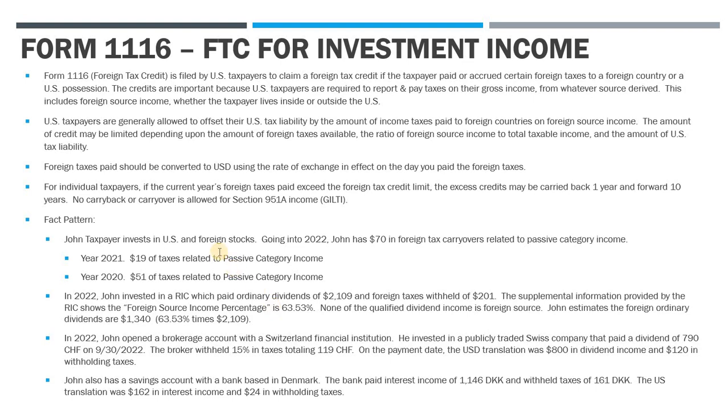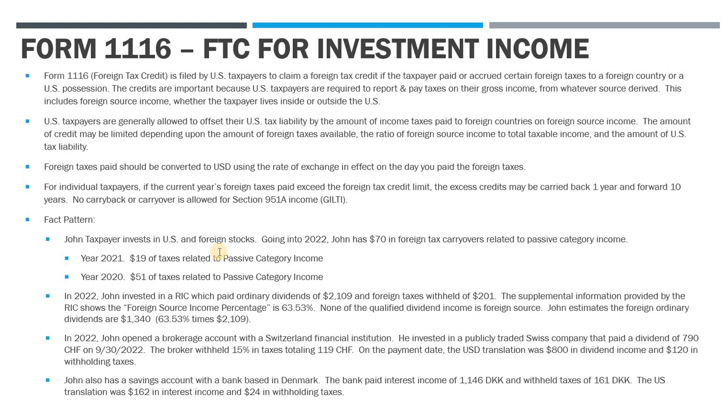So generally speaking, this 1116 is used to file and claim foreign tax credits against your U.S. tax liability when you had foreign source income. These credits are important because U.S. taxpayers have to report all their income, U.S. and foreign, and pay tax in the U.S. on all of it. So by being able to claim foreign tax credits, we help try to eliminate the double taxation that might happen when we're U.S. taxpayers. The U.S. taxpayer is generally allowed to offset your U.S. liability by the amount of foreign income taxes paid, but there are some limits, right?